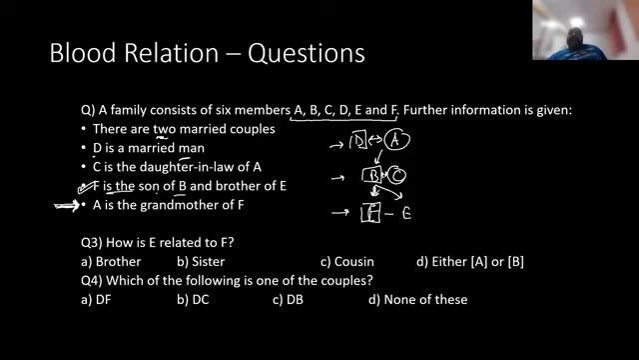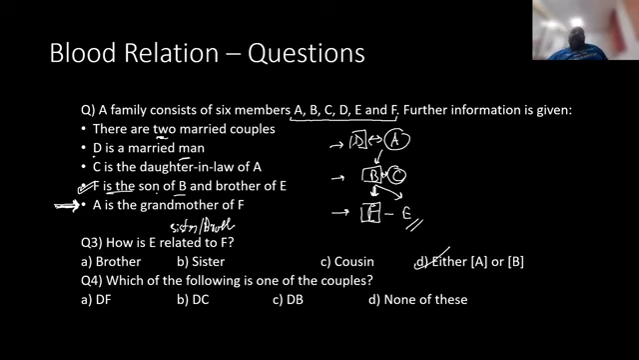Again, if I look at the genders, I am sure of the gender of D, A, B, and C because C is the daughter-in-law, B has to be the male, F is the brother for sure. We do not know the gender for E. How is E related to F? E can be the sister or the brother of F.